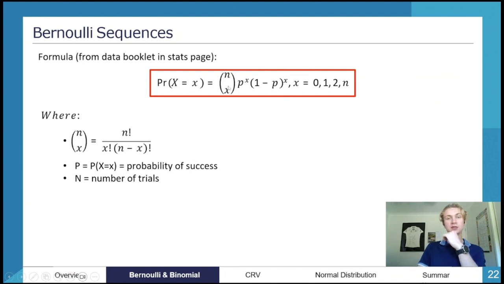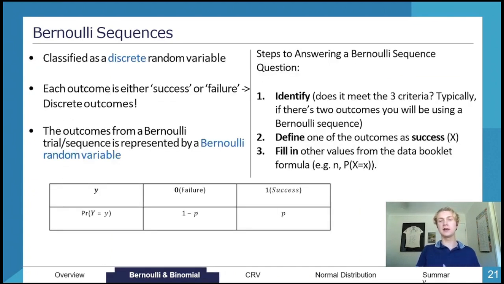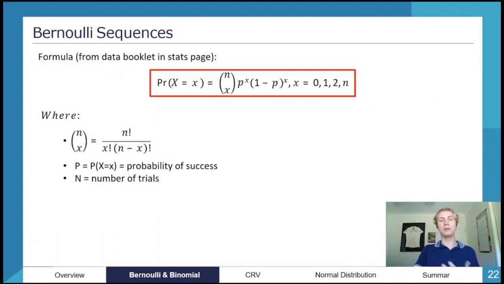And this here is called combinatorics. I'm going to show you that. Don't worry. This formula just allows us to work out the probability of actually getting that number of sixes. That's for your Bernoulli sequences. So you would identify: is it a Bernoulli sequence? Yes. Define one of the outcomes as success. Then you fill in these values, for example, the number of trials n, x, the number we're interested in, and the probability of x as well.